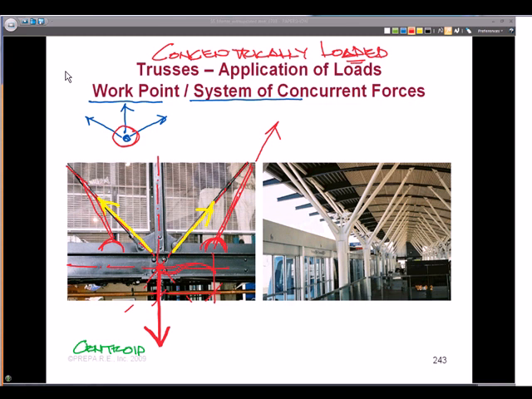And even in three-dimensional systems, we can start to see the work points and how these braces that support this terminal all come together. Okay, so that's what we mean by a system of concurrent forces, and this would be the work point right at the middle. You may see that on your shop drawings, or the engineer may call it out on the design drawings as well. Panel point or work point, typically the same nomenclature.